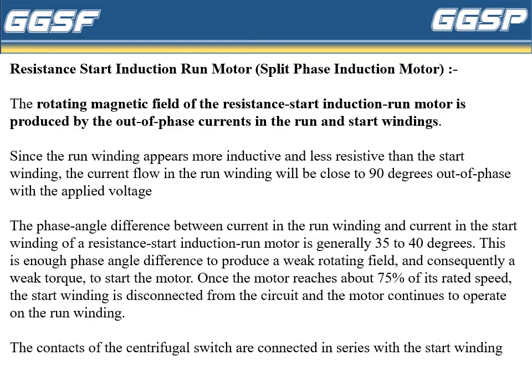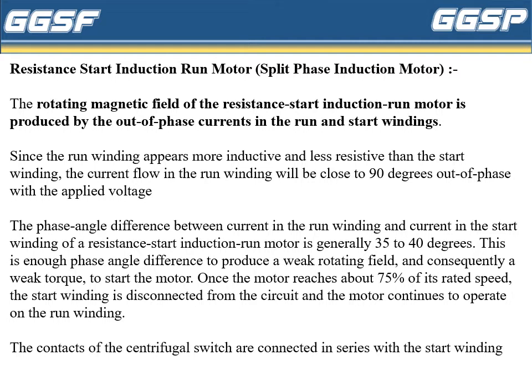Resistance start induction run motor or split phase induction motor. The rotating magnetic field of the resistance start induction run motor is produced by the out of phase currents in the running and starting windings. Since the running winding appears more inductive and less resistive than the starting winding, the current flow in the running winding will be close to 90 degrees out of phase with the applied voltage. The phase angle difference between the current in the running winding and current in the starting winding of the resistance start induction run motor is generally 35 to 40 degrees.